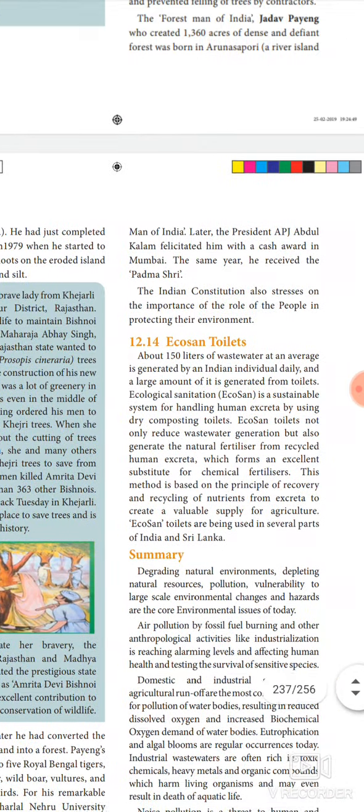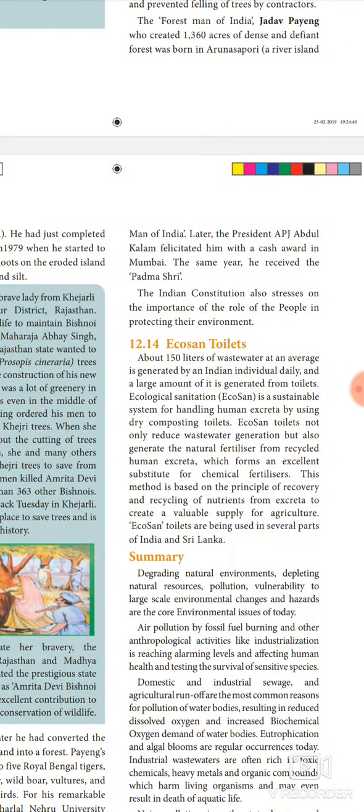The next we see about wastewater management. Then before we see wastewater management, eutrophication is there.